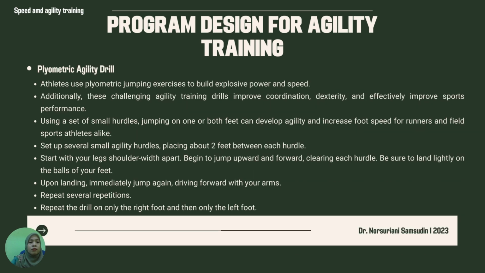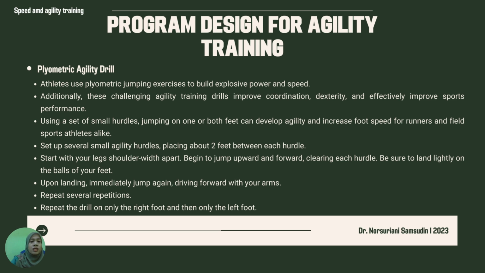jumping pattern. For the plyometric agility drill, athletes use plyometric jumping exercises to build explosive power and speed. This challenging agility drill improves coordination, dexterity, and effectively improves sport performance. Using a set of small hurdles, jumping on one or both feet can develop agility and increase foot speed for runners and field sport athletes alike.